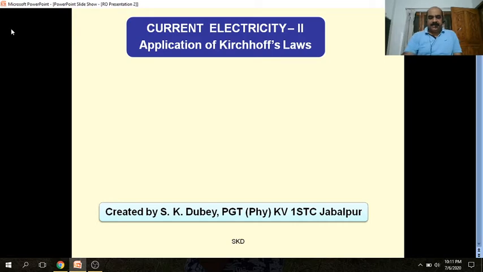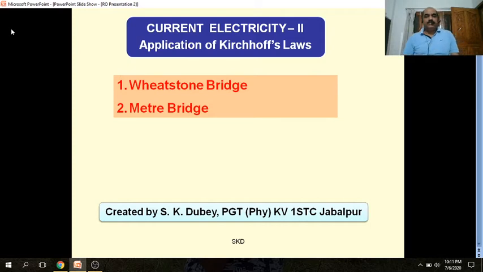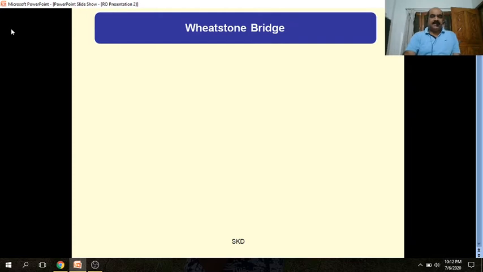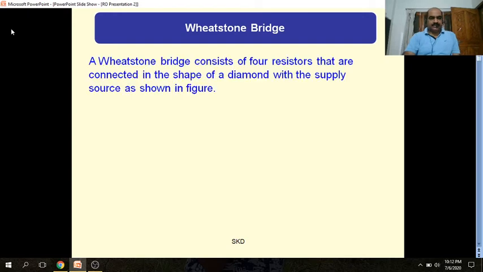especially the Wheatstone bridge and Meterbridge. We all know that Wheatstone bridge is a network of resistance and it was developed by Charles Wheatstone to measure the resistance of a wire, unknown resistance you can say. So first of all we discuss about Wheatstone bridge.